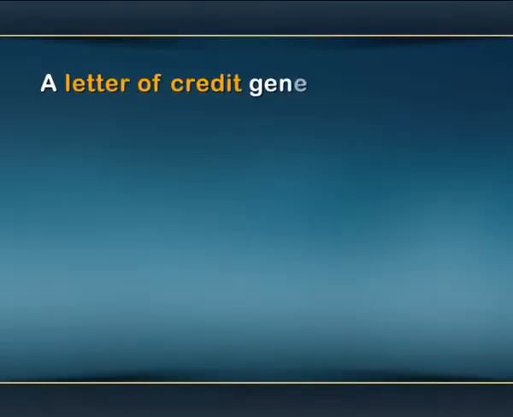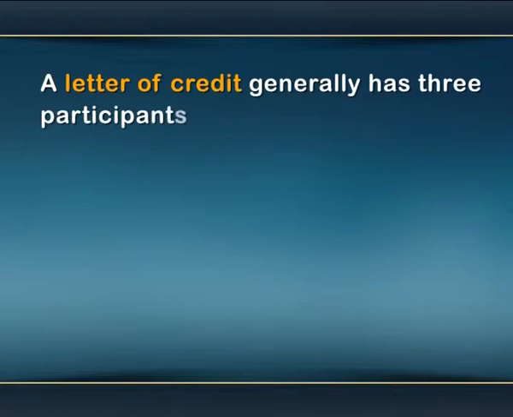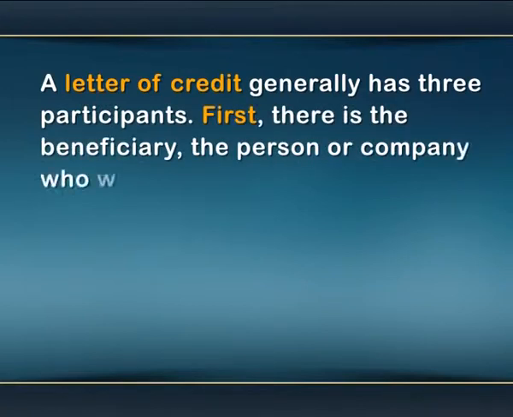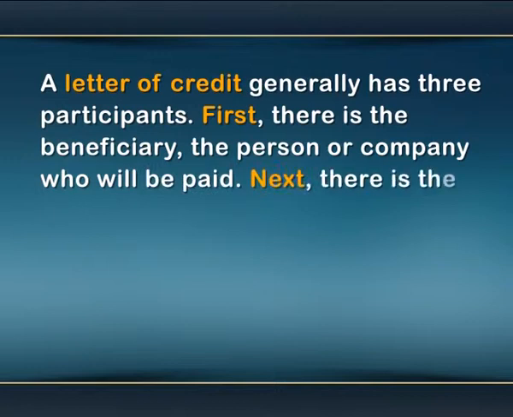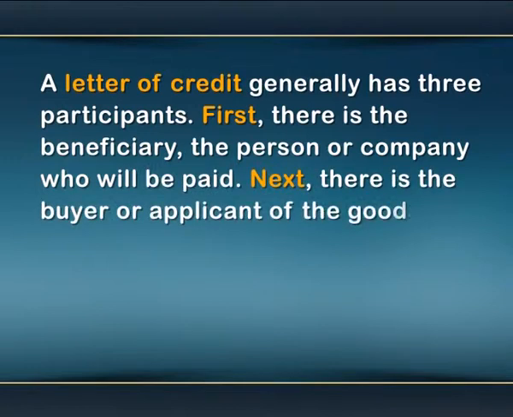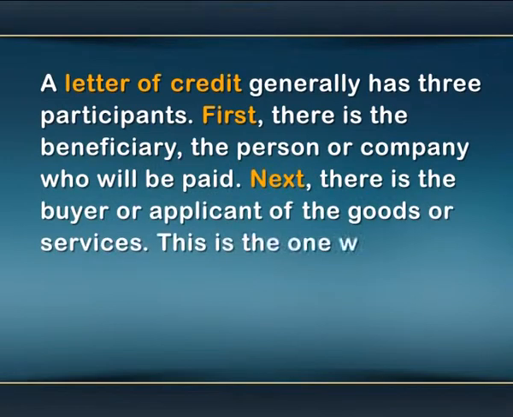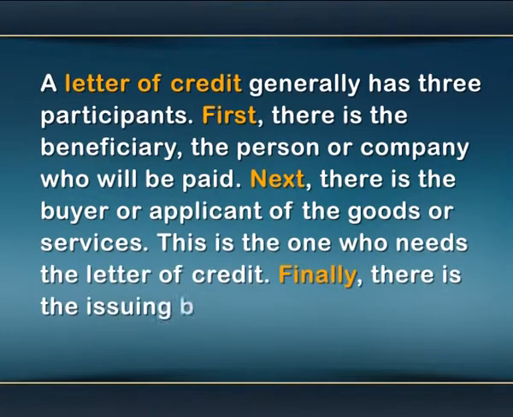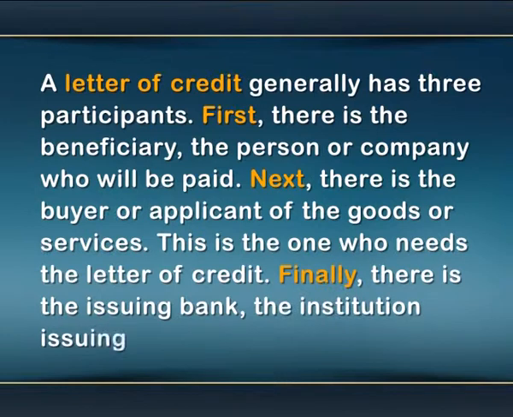A letter of credit generally has three participants. First, there is a beneficiary, the person or company who will be paid. Next, there is a buyer or applicant of goods or services. This is the one who needs the letter of credit. Finally, there is an issuing bank, the institution issuing the letter of credit.